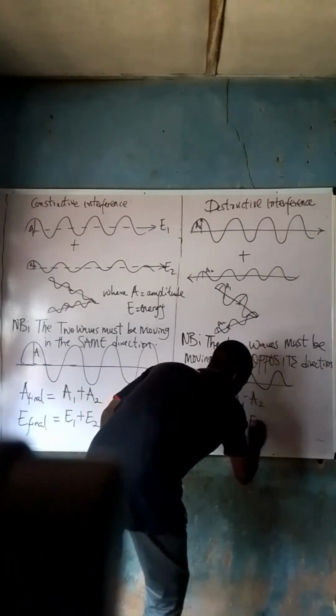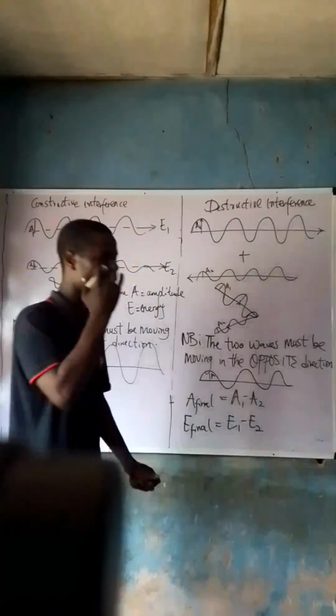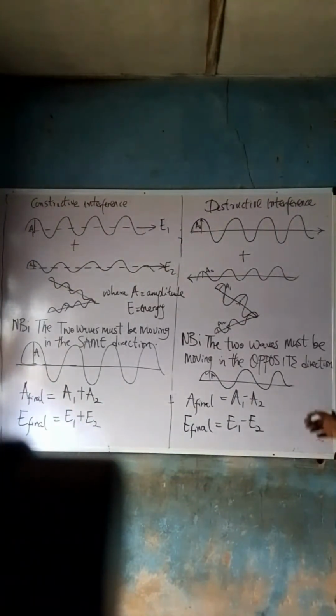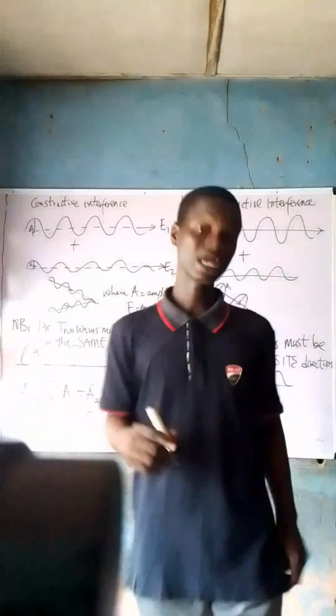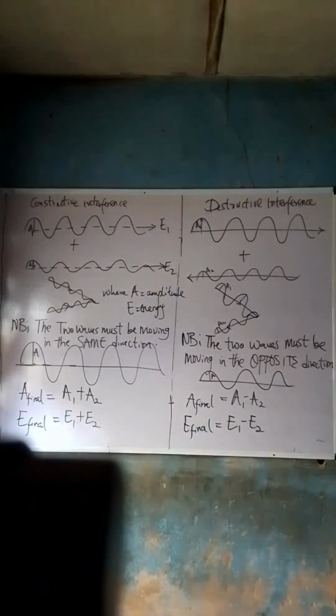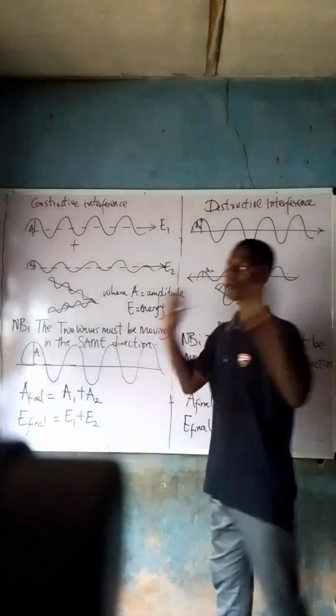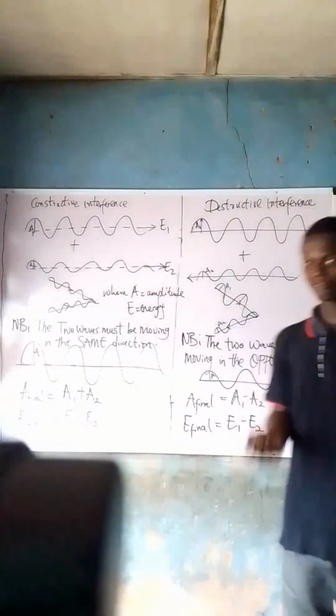E1 minus E2. So this is for destructive interference. So take note of this. It's very, very much easy. And I hope we clearly understand how it works. Are we good? So now we know something about interference.